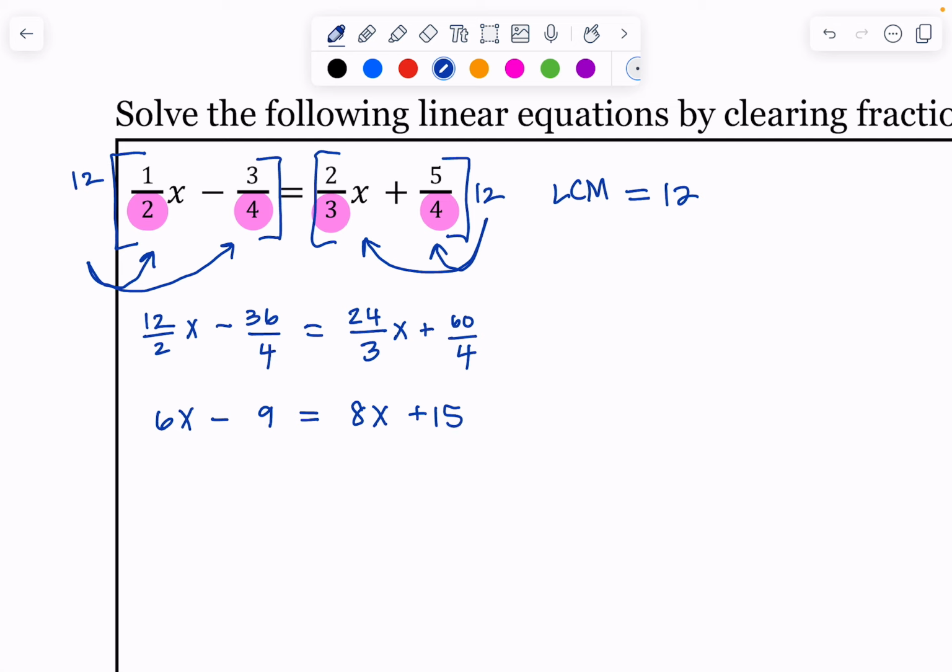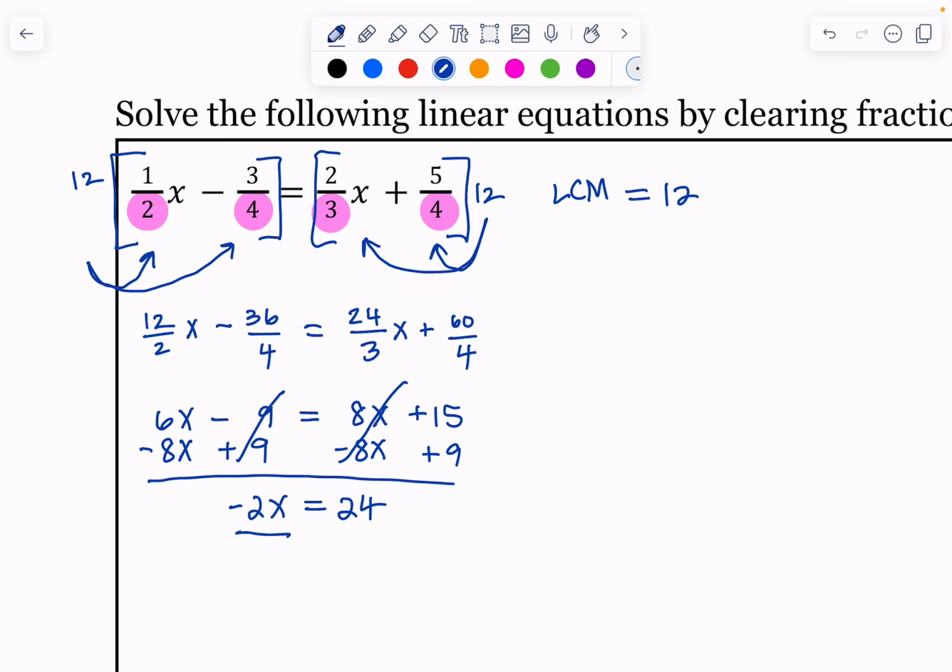Now this is a lot more manageable than trying to deal with the fractions. So I'm going to subtract 8x on both sides. And at the same time, I'm going to go ahead and add 9 on both sides. So I've got negative 2x equals 21. Nope, sorry, 24. And if I divide by negative 2 on both sides, I'm left with x equals negative 12. And again, online, it's probably going to be written as a set in brackets.